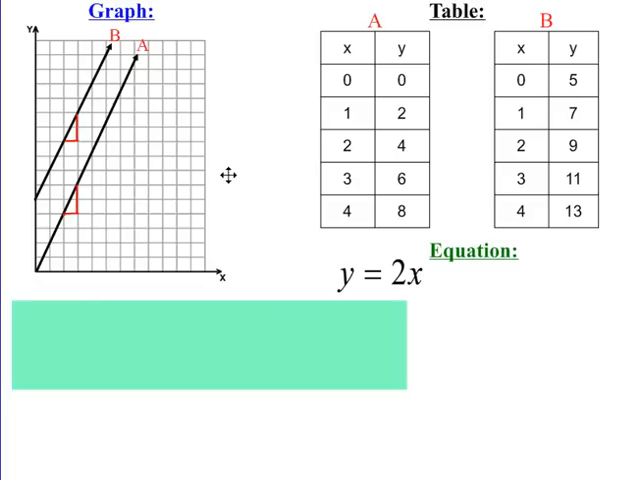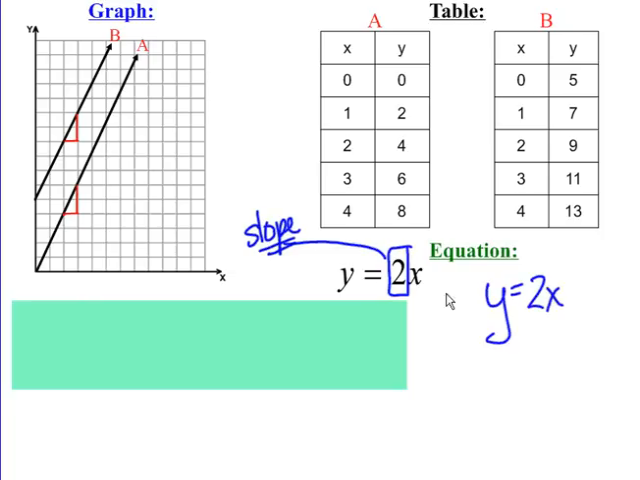Now, again, we have our graph, our table, and our equation, and we know that we have y equals 2x, and that 2 right there represents our slope. Well, we know line B has the same slope, so let's start out with y equals 2x. But they're not exactly the same, are they? These aren't the same lines. If they were the same lines, they'd be on top of each other. So we know that something has to happen. More than likely, this positive 5 is going to have something to do with it.